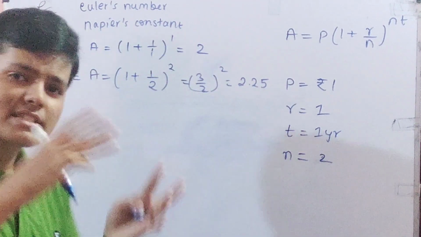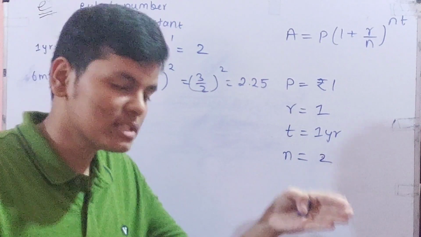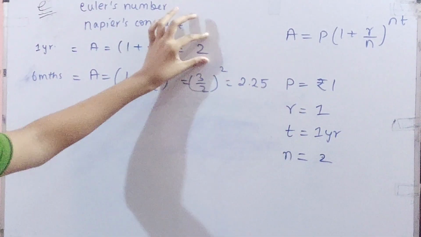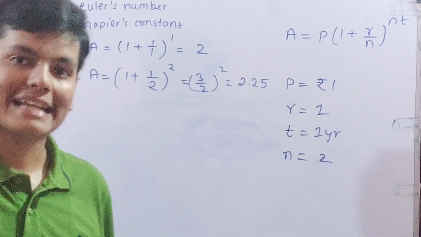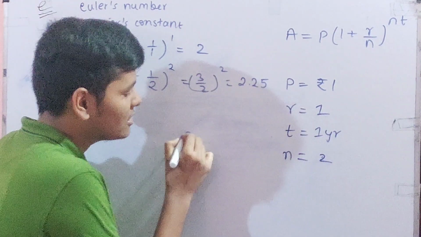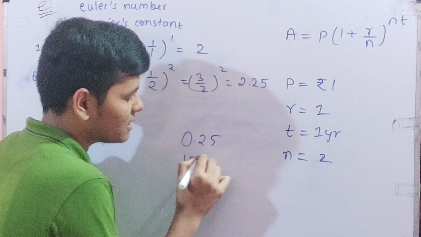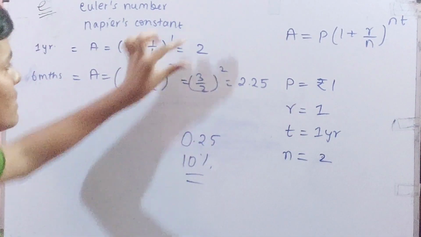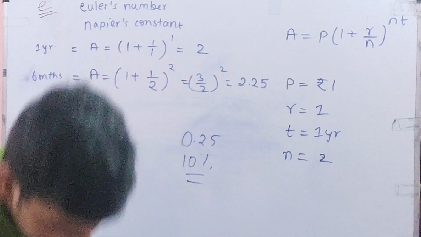If you have the same 100% interest just once in a year, then you get 2 rupees. But when you compound it at 6 months, then you will get 2.25 rupees. So you get an additional 0.25, that is 10% more than this value. That is a very good growth.